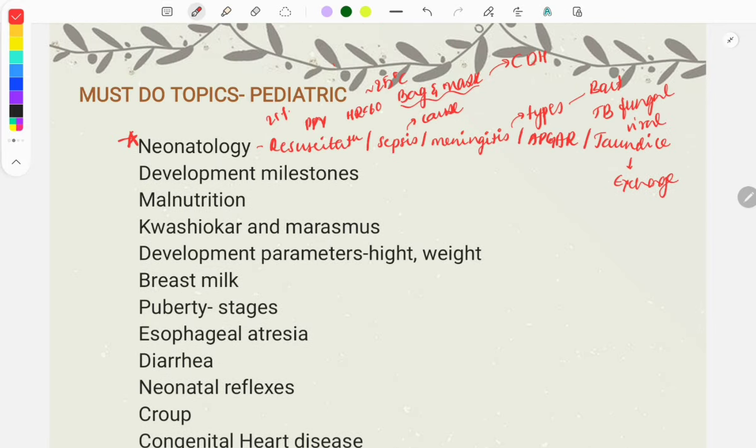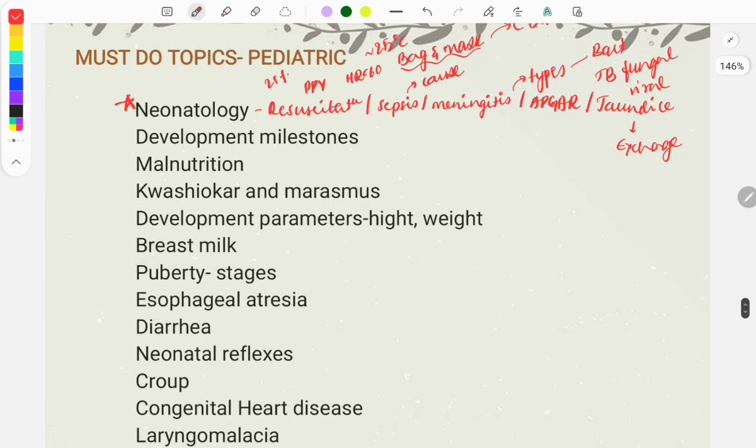And also the percentage, how much percentage or how many mg per dL is involved when there is yellowing of the face, yellowing of the legs, hands, palms, soles. So there are different scores for this, and you need to learn by heart all those scores as well.